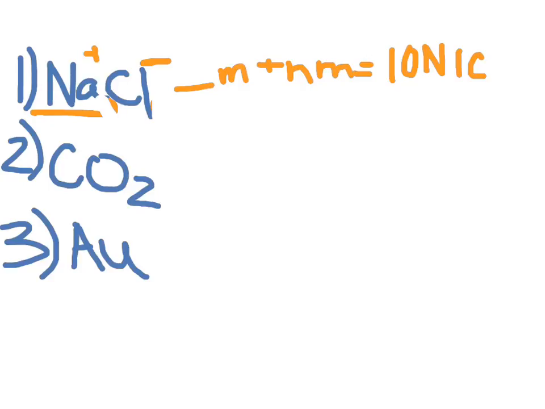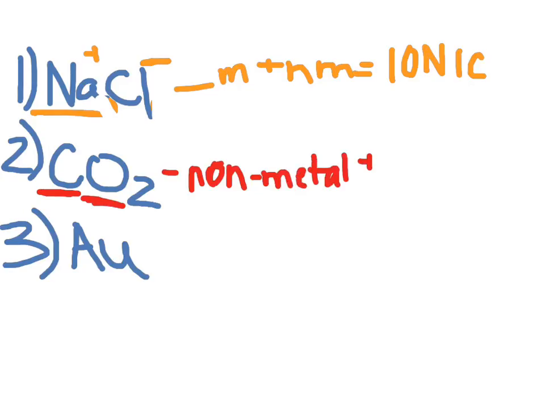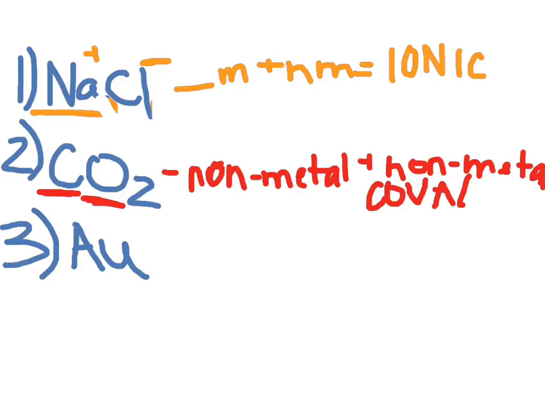Here we have a non-metal, C, carbon, and oxygen, a non-metal. So a non-metal plus a non-metal is covalent. This is key right here. This is money. Know this. You have to know this because it will definitely be on your test one way or another.